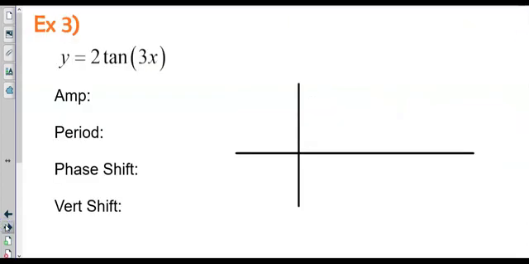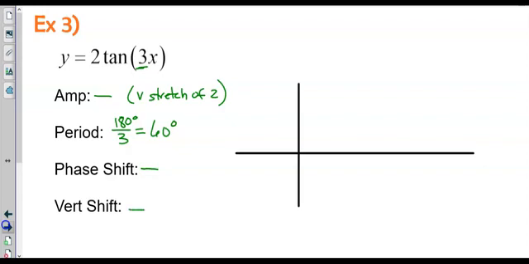All right, so 2 tangent 3x. So amplitude, again, don't totally think about it as amplitude. It's not really an amplitude, but it does have a vertical stretch of 2. The period, that's where, remember, we have to be very careful here. We don't do 360 divided by 3. We do 180 divided by our B value, which ends up being 60 degrees. So we're going to have a new curve every 60 degrees. Phase shift, there is none. Vertical shift, there is none in this case.